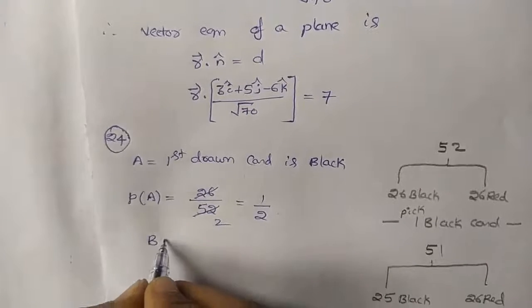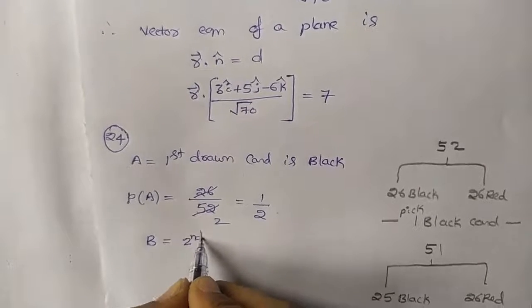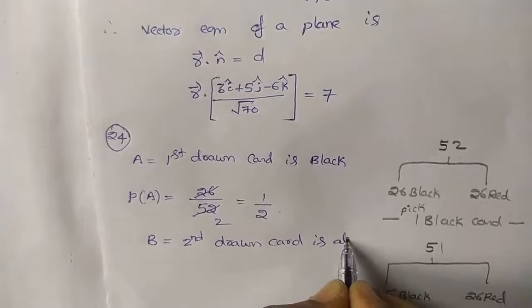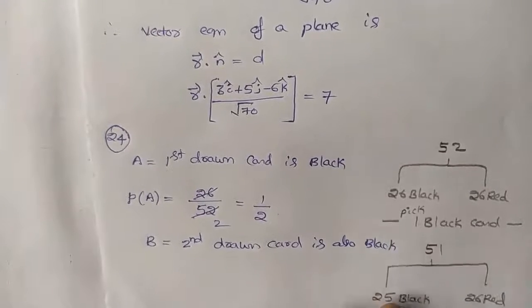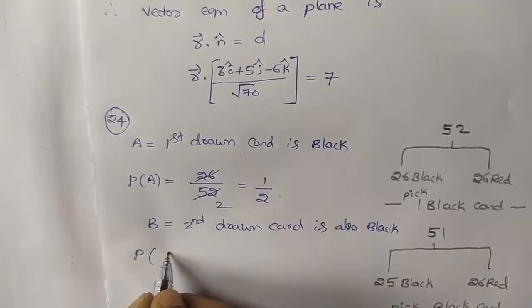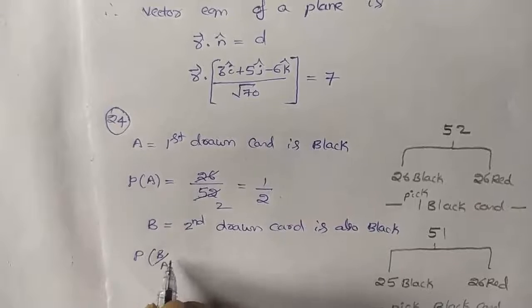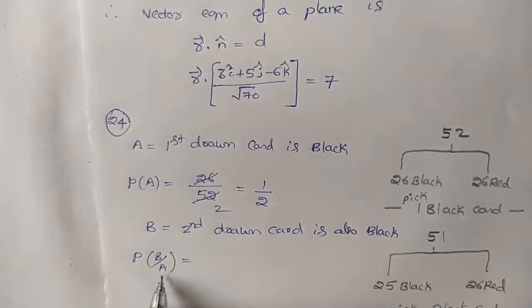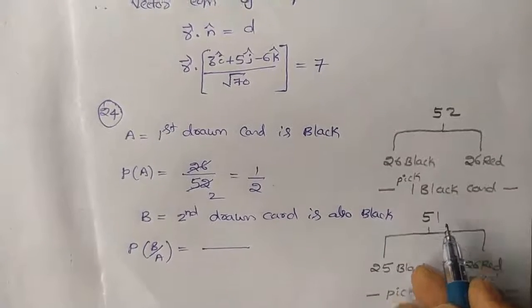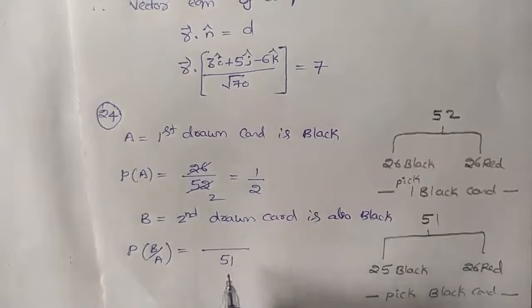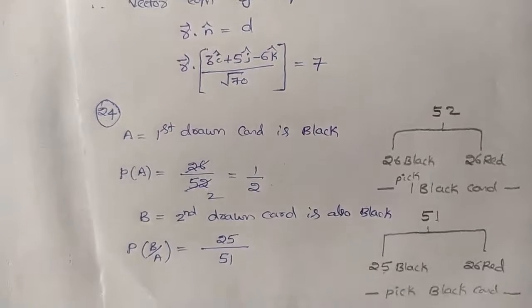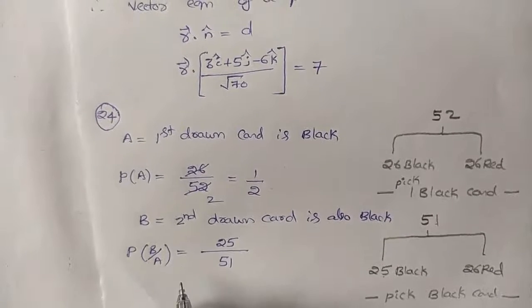Next, the B event. B is nothing but the second drawn card. The second drawn card is also black. He said in the question, both the drawn cards are black cards. Then the probability of the event B, since A has already occurred. Now, here we have picked one black card. How many cards are there? 51 cards. Out of these 51 cards, how many black cards are there? 25. It is the probability of the second drawn card being a black card.